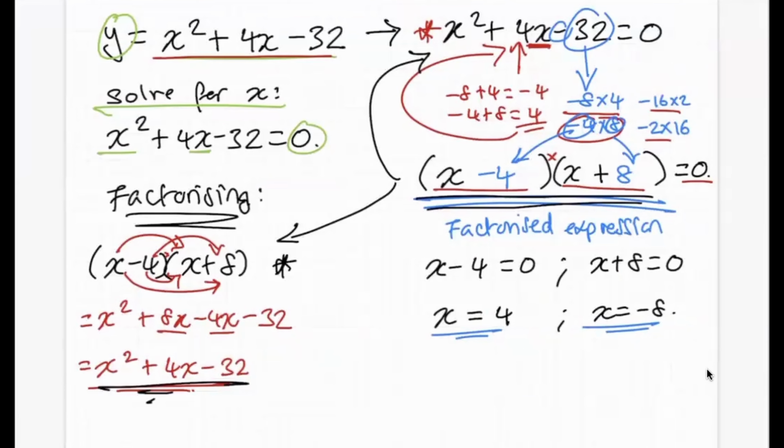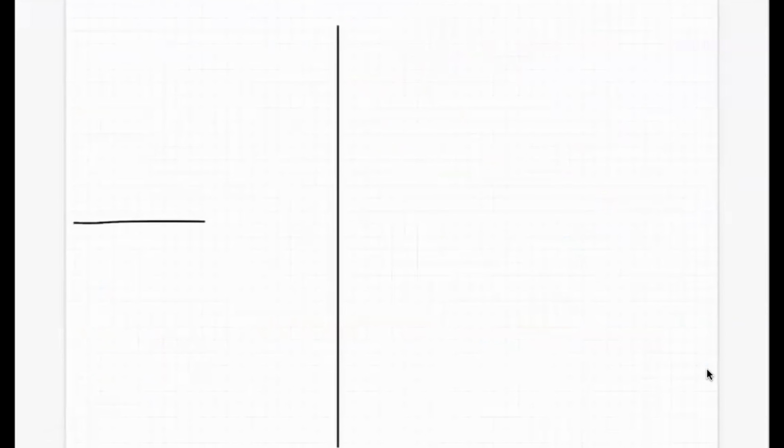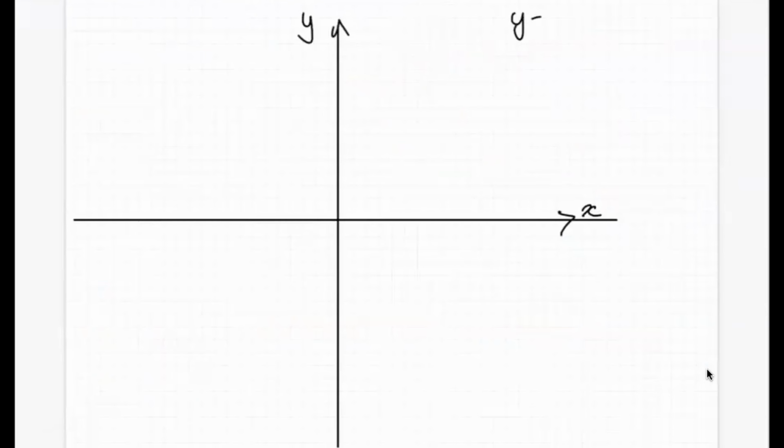And actually, if I were to draw this graph out a bit more accurately, let's do it like so. We've got our big graph, x-axis, y-axis. The equation in question is x squared plus 4x minus 32. That's our origin point.